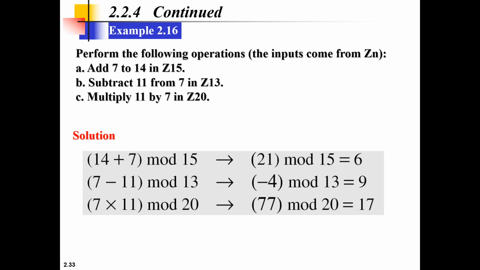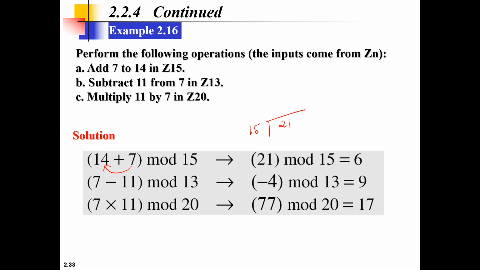Now a few examples again. Add 7 to 14 in Z of 15. So add 7 to 14 mod 15. So you have 21 mod 15. The answer is 6. How did you calculate 21 mod 15?